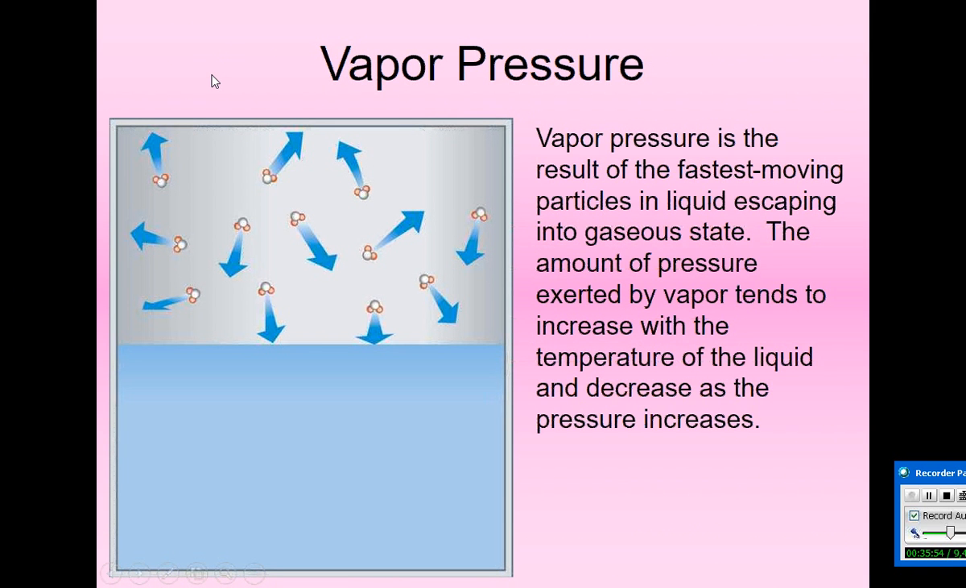This gives rise to the idea of vapor pressure. Vapor pressure is basically the amount of vapor above a liquid that is just the result of these particles in the liquid having enough energy to effectively boil off into a vapor format.